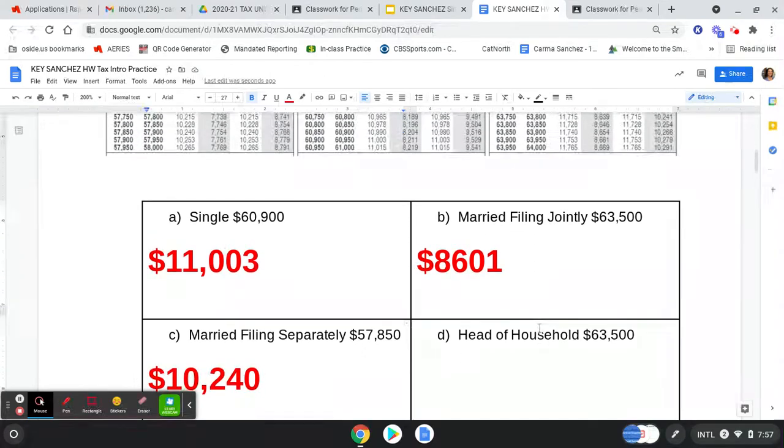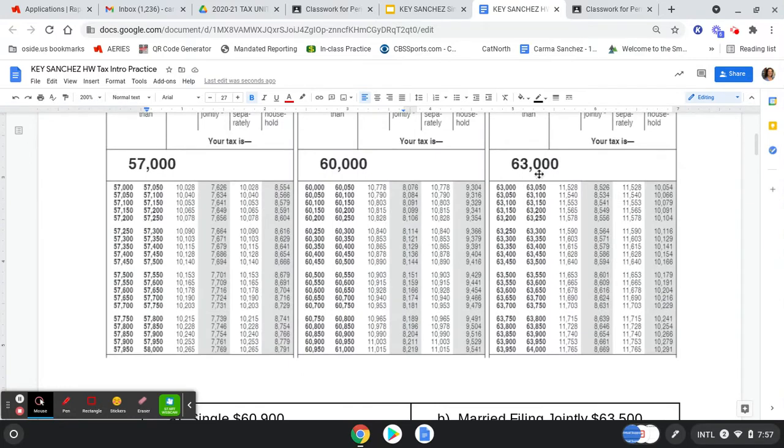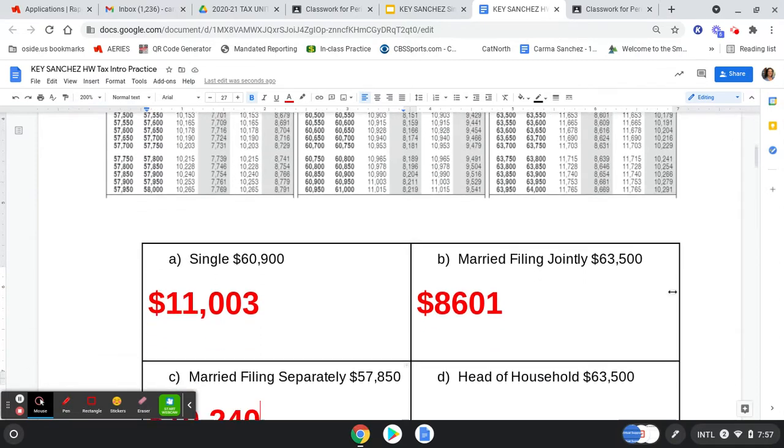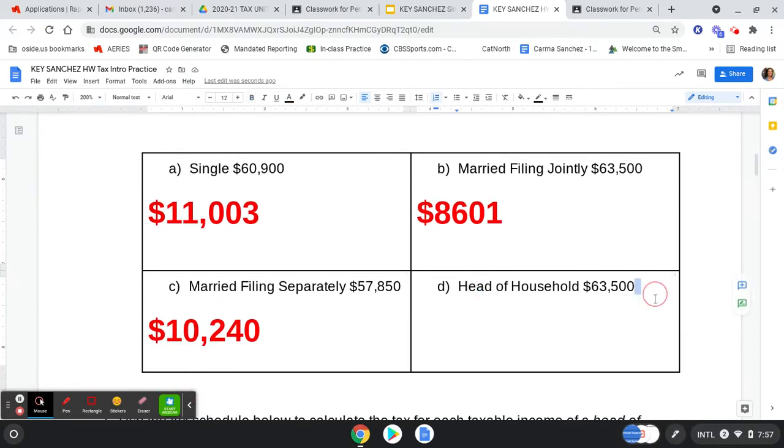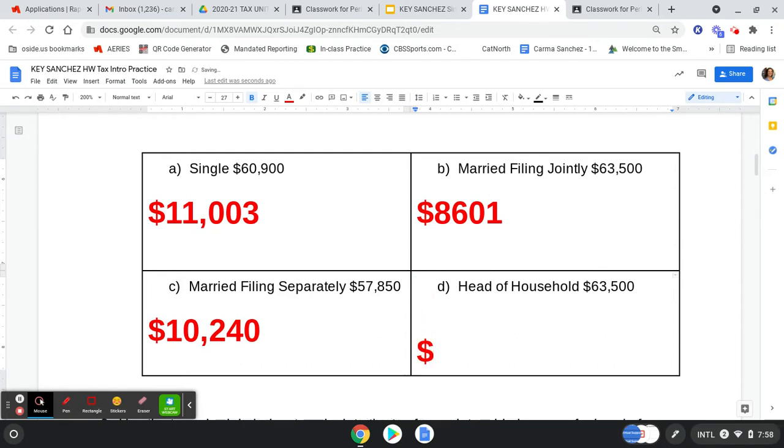All right, finally, head of household, I'm going to the 63,000 box, and I go down to 63,500. I'm in the top row of the third section, followed across all the way to the end to the head of household column. Did you get 10,179? Good job.